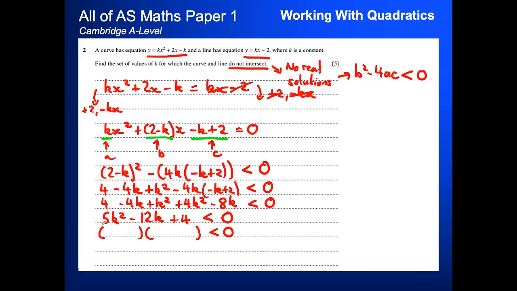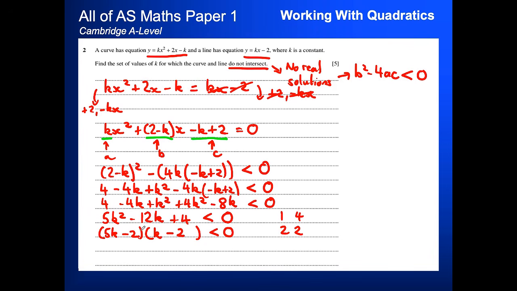Now because we've got 5k squared and 5 is prime, we know 5k must go here and k here, or the other way around. And now when you think about the factors of 4 that go in here that can generate minus 12, well, we haven't got too many choices here. We've got 1, 4, or the other way around, and then 2, 2. Again, you can play around with the numbers here to try and get to the answer. I can see here we get minus 2 and minus 2.